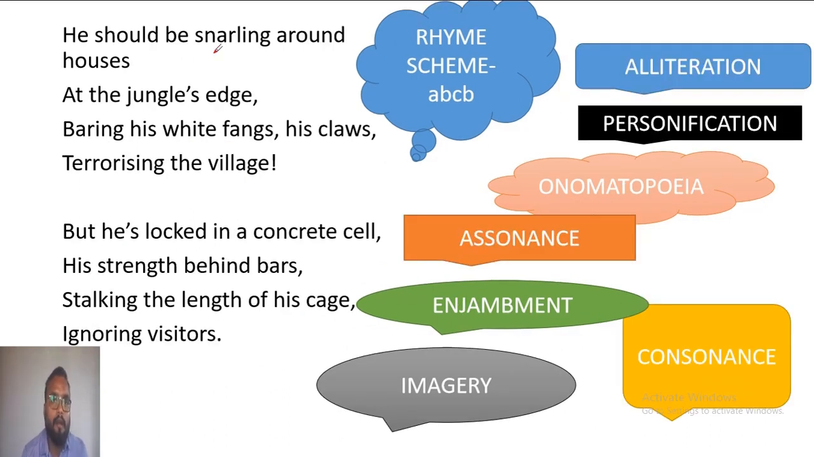Moving to the next paragraph, again you can see in the starting of this paragraph we have he. He is here used to personify the tiger. Therefore it is personification.